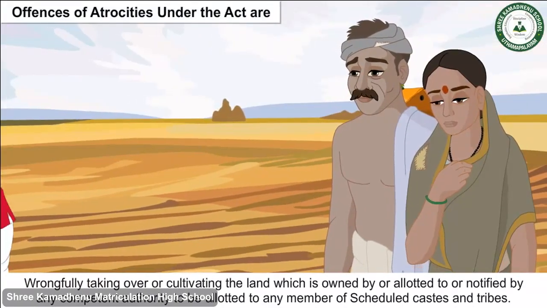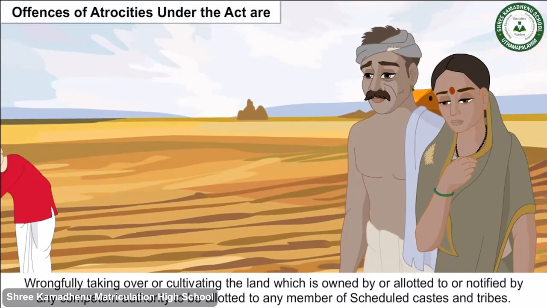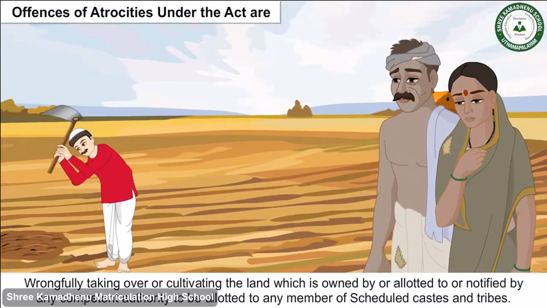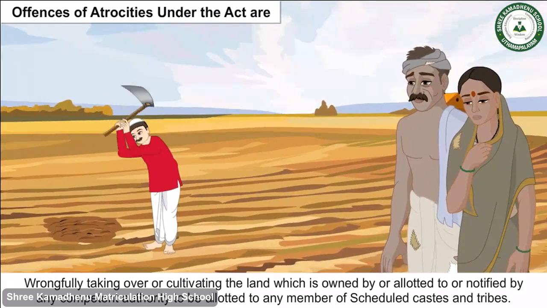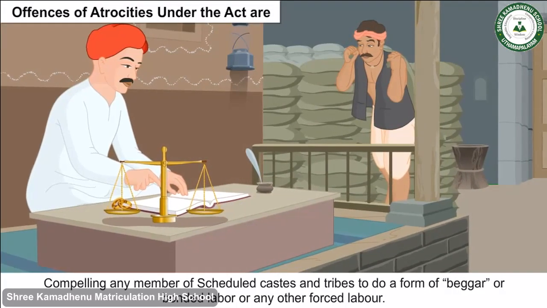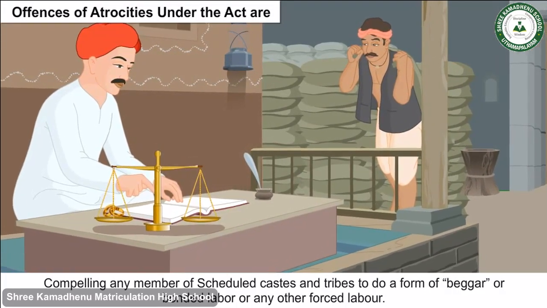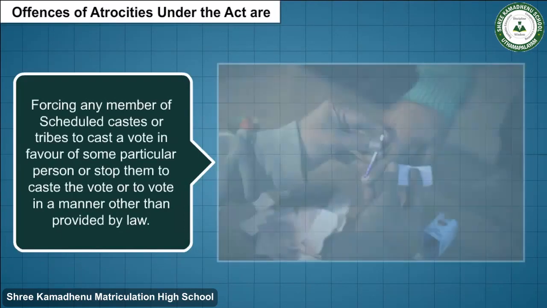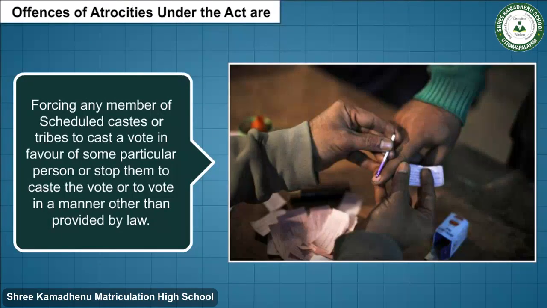Wrongfully taking over or cultivating the land which is owned by, allotted to, or notified by any competent authority to be allotted to any member of scheduled castes and tribes. Compelling any member of scheduled castes and tribes to do beggar or bonded labor or any other forced labor. Forcing any member of scheduled castes or tribes to cast a vote in favor of some particular person, or stopping them from casting the vote, or making them vote in a manner other than provided by law.